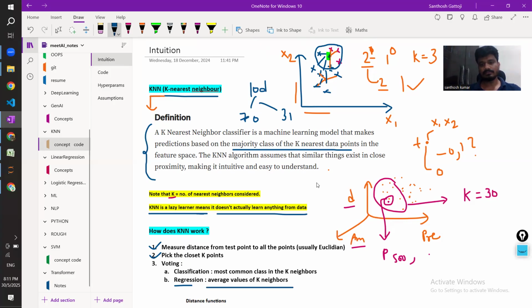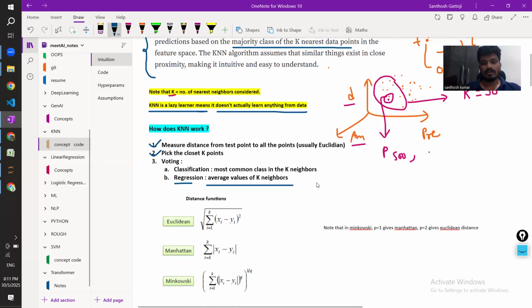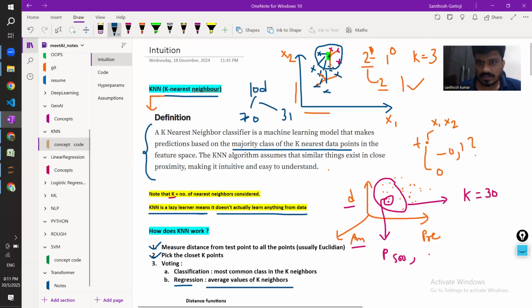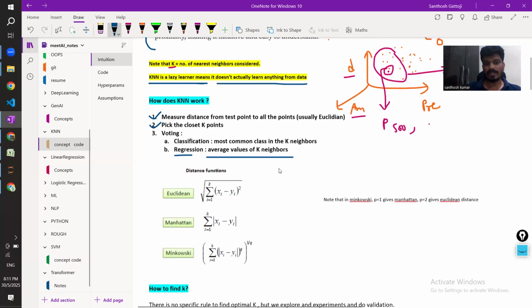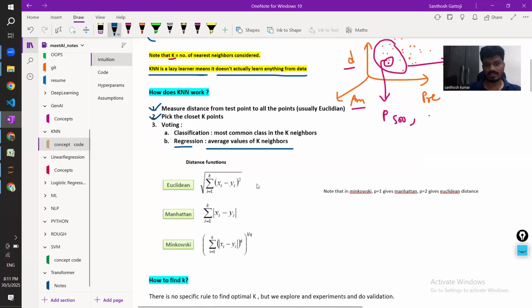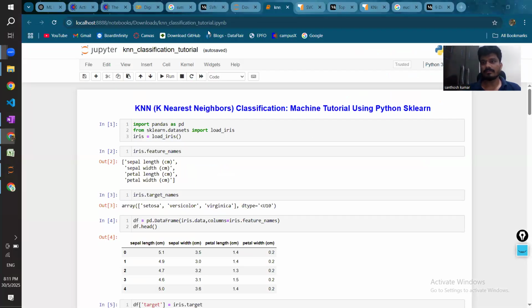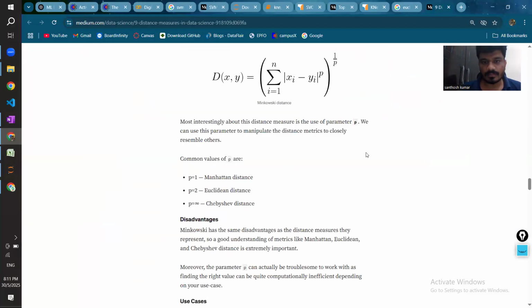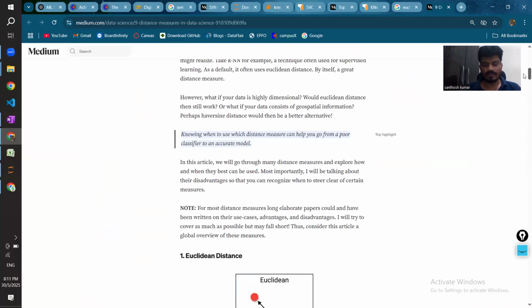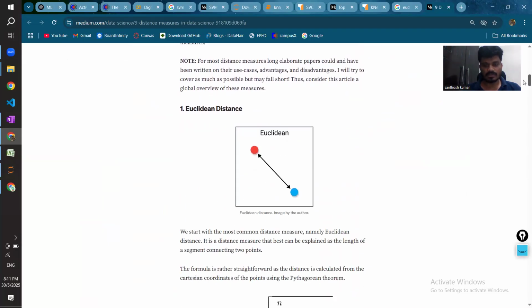Now, when I say distance, we are calculating the distance, and there are different ways to calculate it. The basic distance is called Euclidean distance. We also have other distances called Manhattan and Minkowski distance. By default, we'll use Euclidean. There are many distances, but mainly we'll use three. One is Euclidean distance.